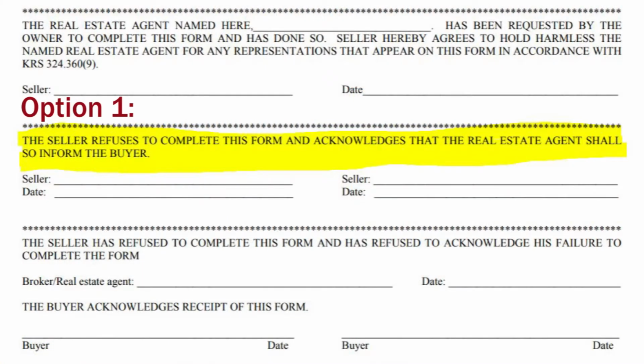What you should do instead is fill out this portion or have the seller fill out this portion. The part that you're looking at where it says the first option is the seller refuses to complete this form and acknowledges that the real estate agent shall so inform the buyer. That's great. If the seller's willing to sign that, you can do it and move right on. Now, the other option, if the seller says, I'm not going to sign anything other than that I completed it, even though I didn't complete it, then what you really need to do is the last option.